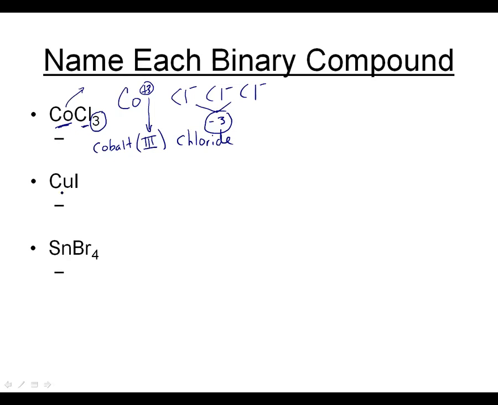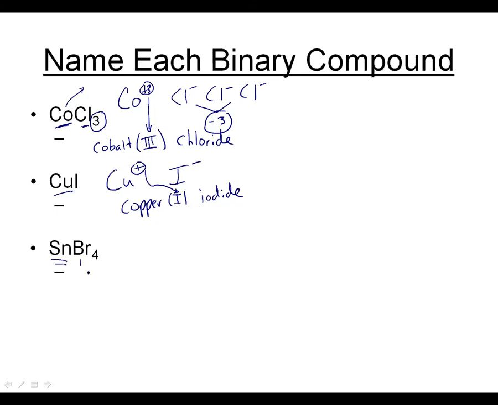Coming to Cu, which is copper, also a transition metal, so this is also type 2 and has multiple types of charges. We look at what it is bound to, which is I, group 7, with a -1 charge. That means in this case, to balance it out, the copper has to be +1. So this would be copper Roman numeral 1 iodide. Any questions on that one?